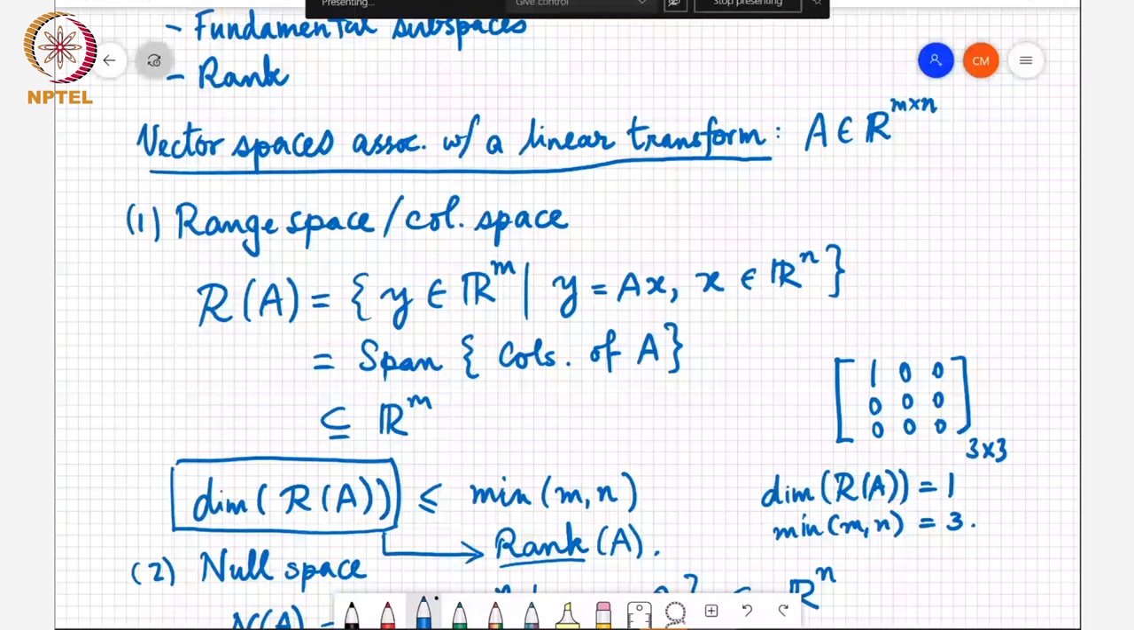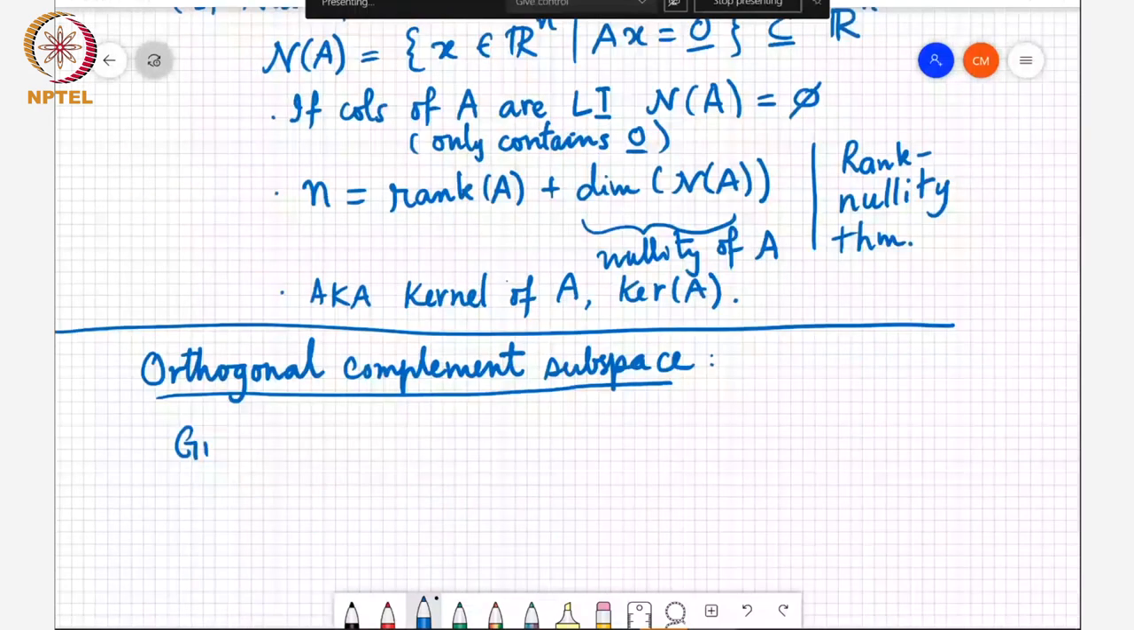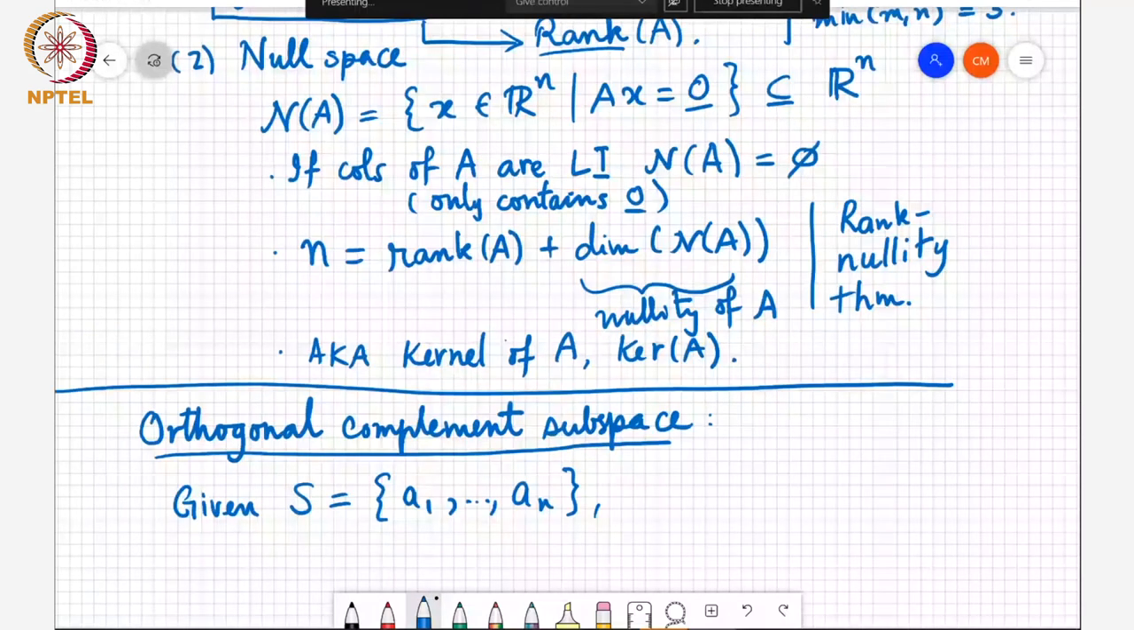So, orthogonal complement subspace. Given a set of vectors... Sir, how do you say that null space is orthogonal as X is a null vector? The null space of a matrix A, which is of size m by n, is a collection of vectors that are sitting in R to the n. Because these x's have to multiply A, so they are all of dimension R to the n. Okay, I got it.